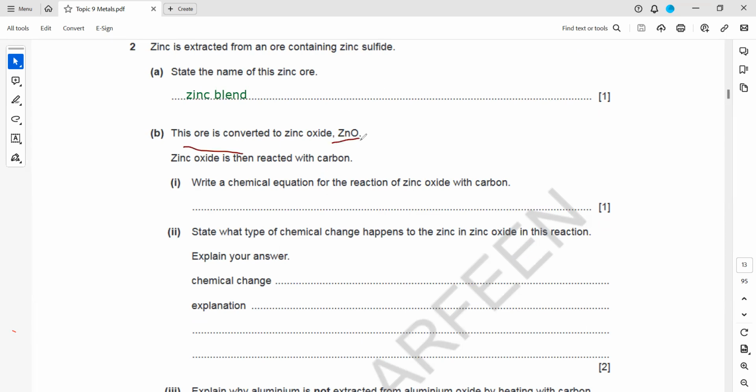The ore is converted into zinc oxide and then it is reacted with carbon. Write a chemical equation for zinc oxide and carbon. So if we have zinc oxide reacting with carbon, we can complete the products: we can complete carbon monoxide, or we can also complete carbon dioxide.